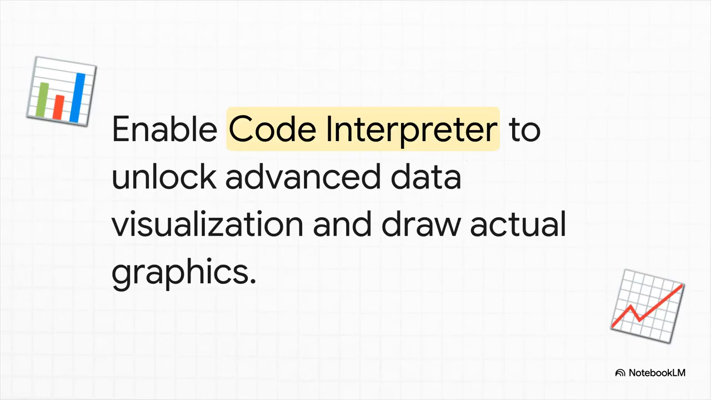But wait, we can push this even further. When you're setting up your agent, there's a little toggle switch for a feature called Code Interpreter. By simply turning this on during setup, you unlock some seriously advanced data visualization capabilities. And don't worry, it requires zero actual coding from you. It just means your agent goes from simply understanding text to actually being able to write its own code in the background to draw real graphics based on its analysis.